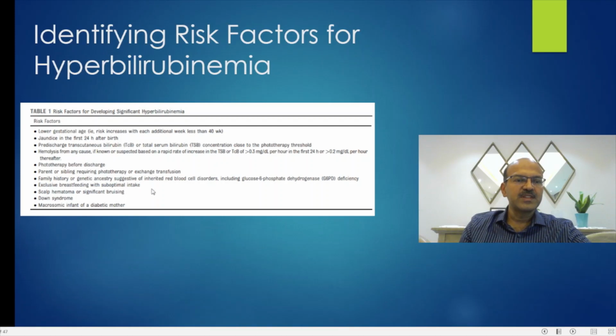So if the baby is exclusively breastfeeding with suboptimal intake, so this is defined by the weight gain in the first few days or the weight loss, we need to do our best to support and encourage early expressing to avoid this rise in jaundice. If there is a scalp hematoma like cephalhematoma or significant bruising, that's a risk factor as well. Down syndrome itself is a risk because of the liver maturation and other factors. The babies usually have polycythemia as well. And if there is a macrosomic infant of a diabetic mother, that's a risk as well. So the definition of risk has become more comprehensive, and it covers most of the risk factors.